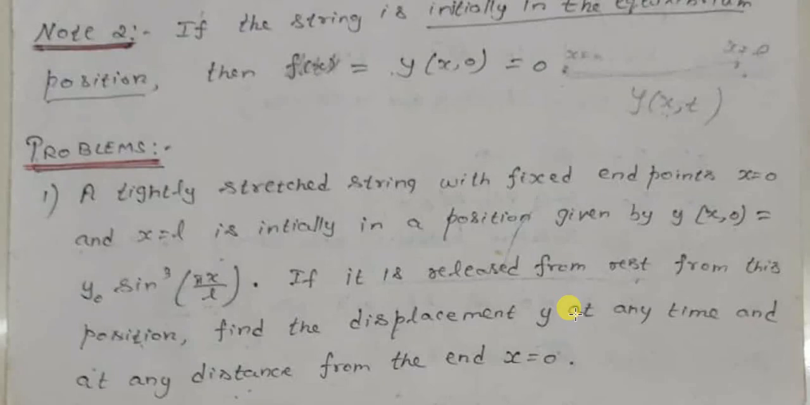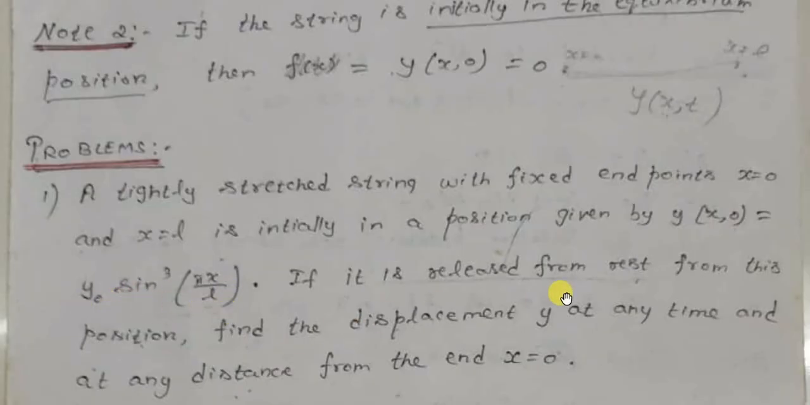Examples on one-dimensional wave equation. A tightly stretched string with fixed endpoints x equal to 0 and x equal to L is initially in a position given by y of x comma 0 equal to y naught sine cube pi x by L. This is the position of the string.